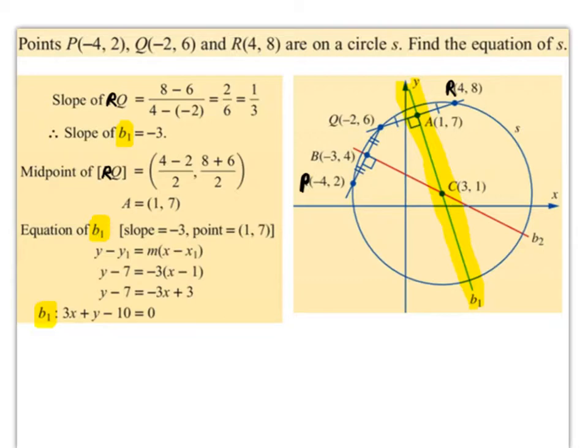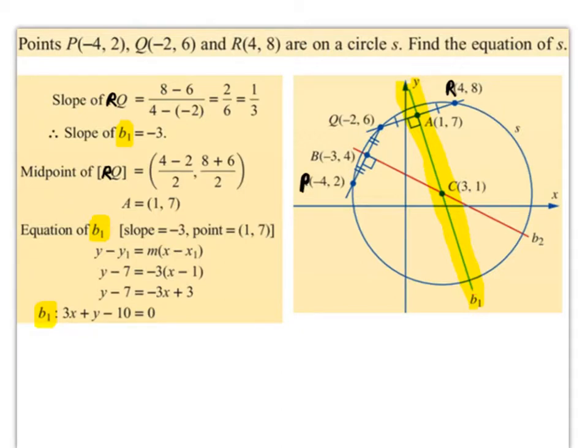Now if we get the midpoint of RQ, the chord, we will find a point that is also on the perpendicular bisector. So we'll find a common point. Using our midpoint formula, we substitute 4, 8 and minus 2, 6, and we get 1, 7 to be the midpoint. So that's at point A.